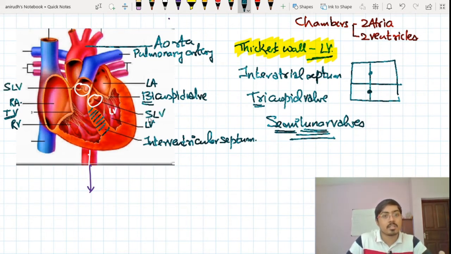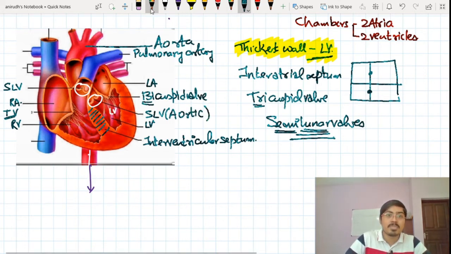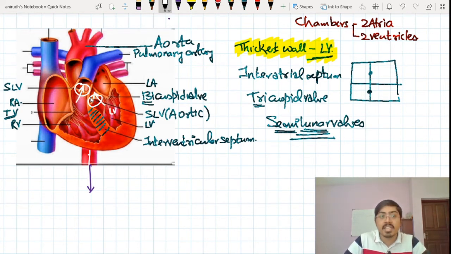So how will you make it more specific? You will say this is the aortic semilunar valve, meaning it is present at the beginning of the aorta, this one. And this is the pulmonary semilunar valve. It is present at the beginning of the pulmonary artery. I hope you are understanding what is actually happening here, right? So these are the structures which are present over there.